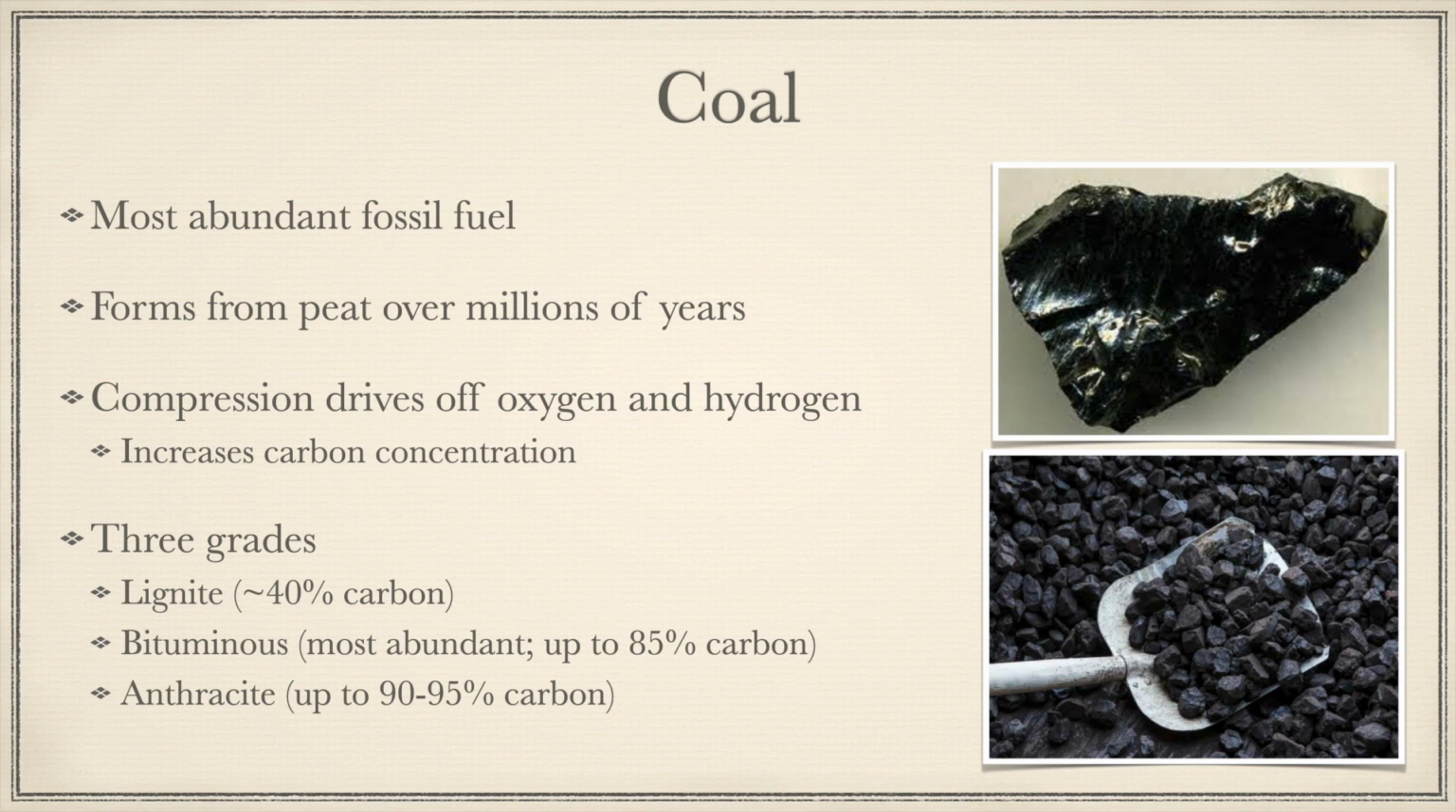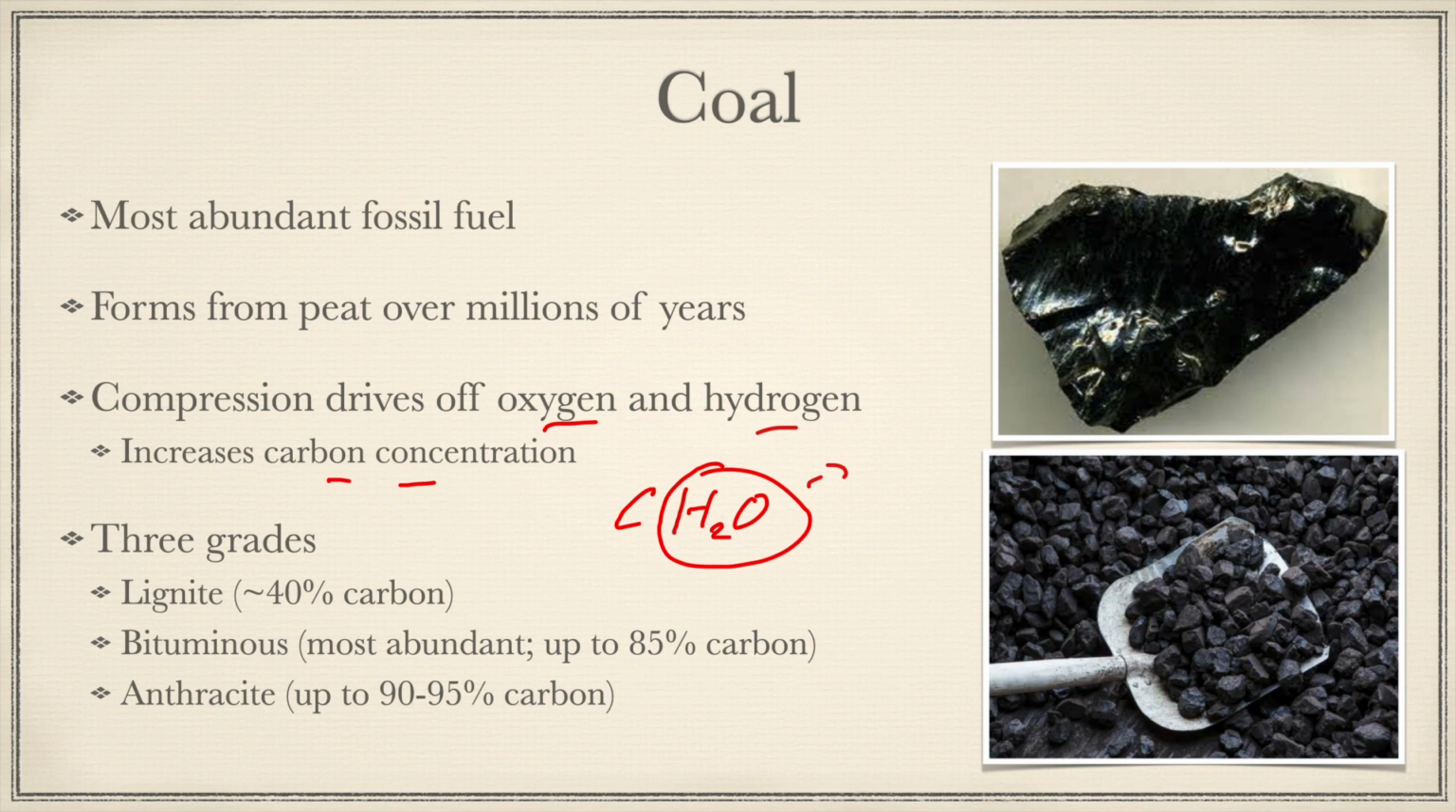So, coal. Coal is the most abundant fossil fuel, and it forms from peat over millions of years. So, you have peat, you compress that peat, and that compression drives off the oxygen and hydrogen that are in that peat. Because the peat starts off with carbohydrates. So you have carbon, hydrogen, and oxygen. And basically you start driving off some of this water part of this, and you're left with mostly carbon. So this increases our carbon concentration here.